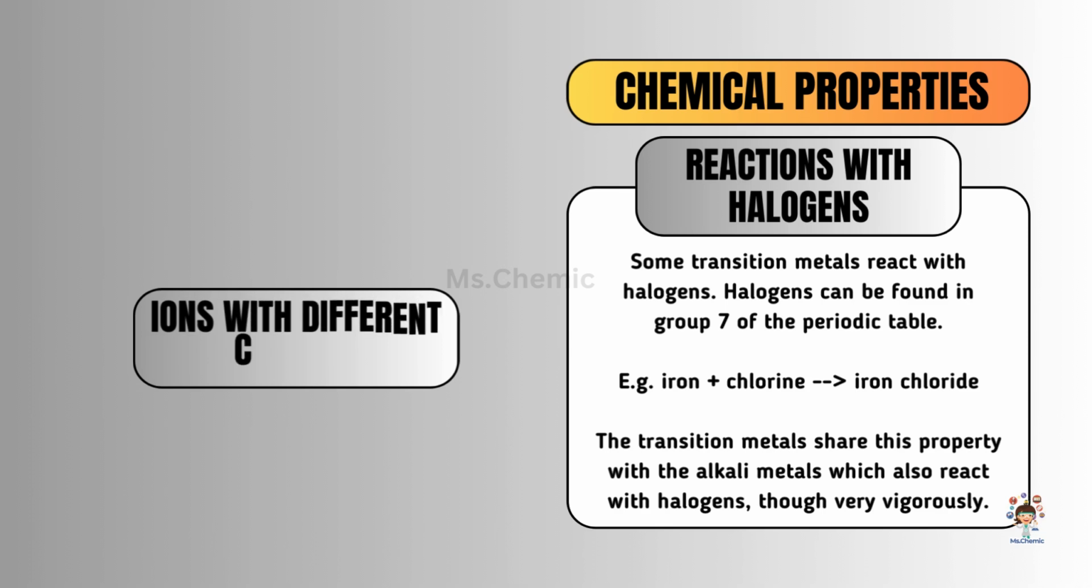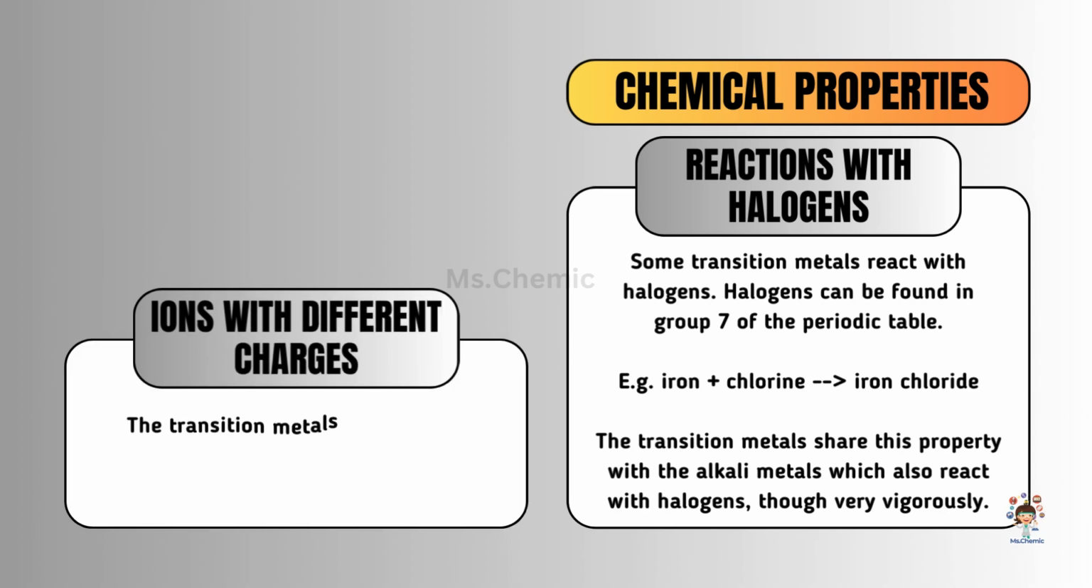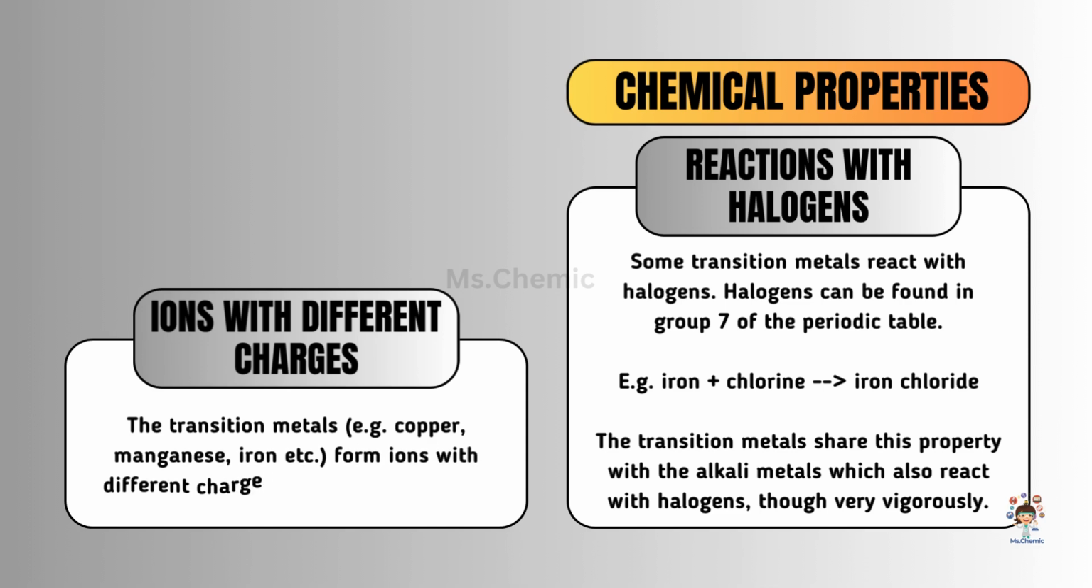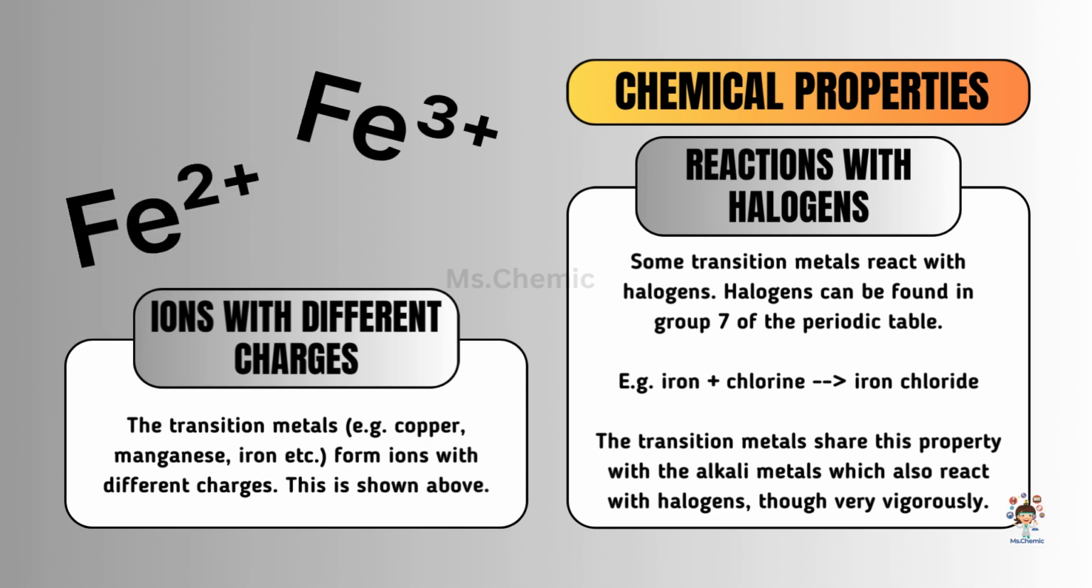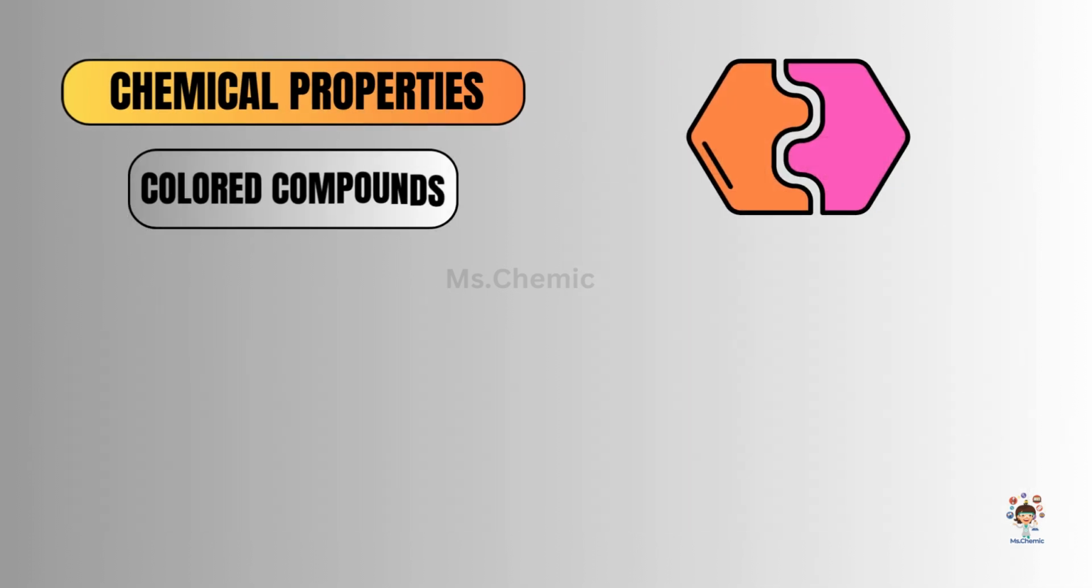Ions with different charges. The transition metals, for example copper, manganese, iron etc., form ions with different charges. This is shown above.